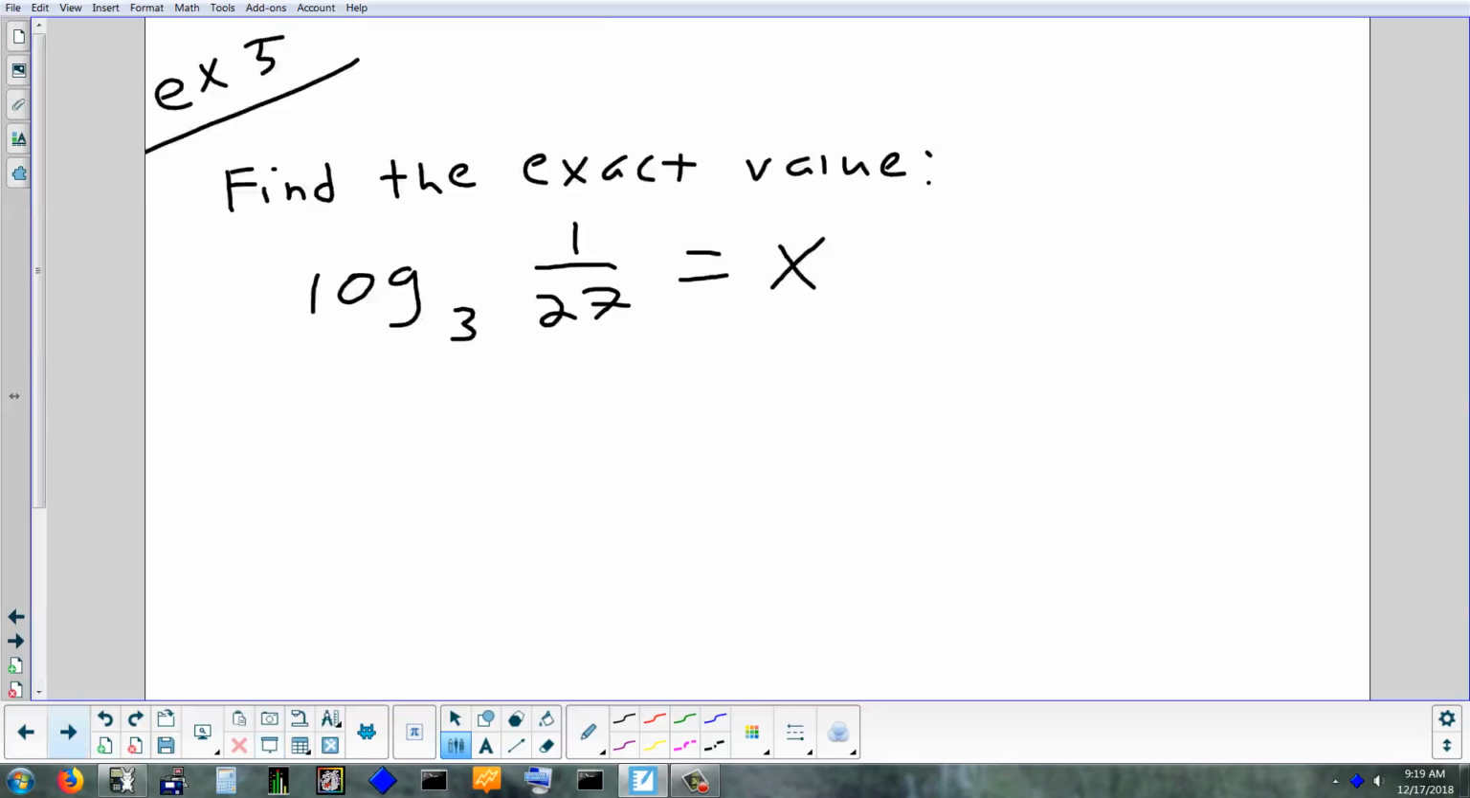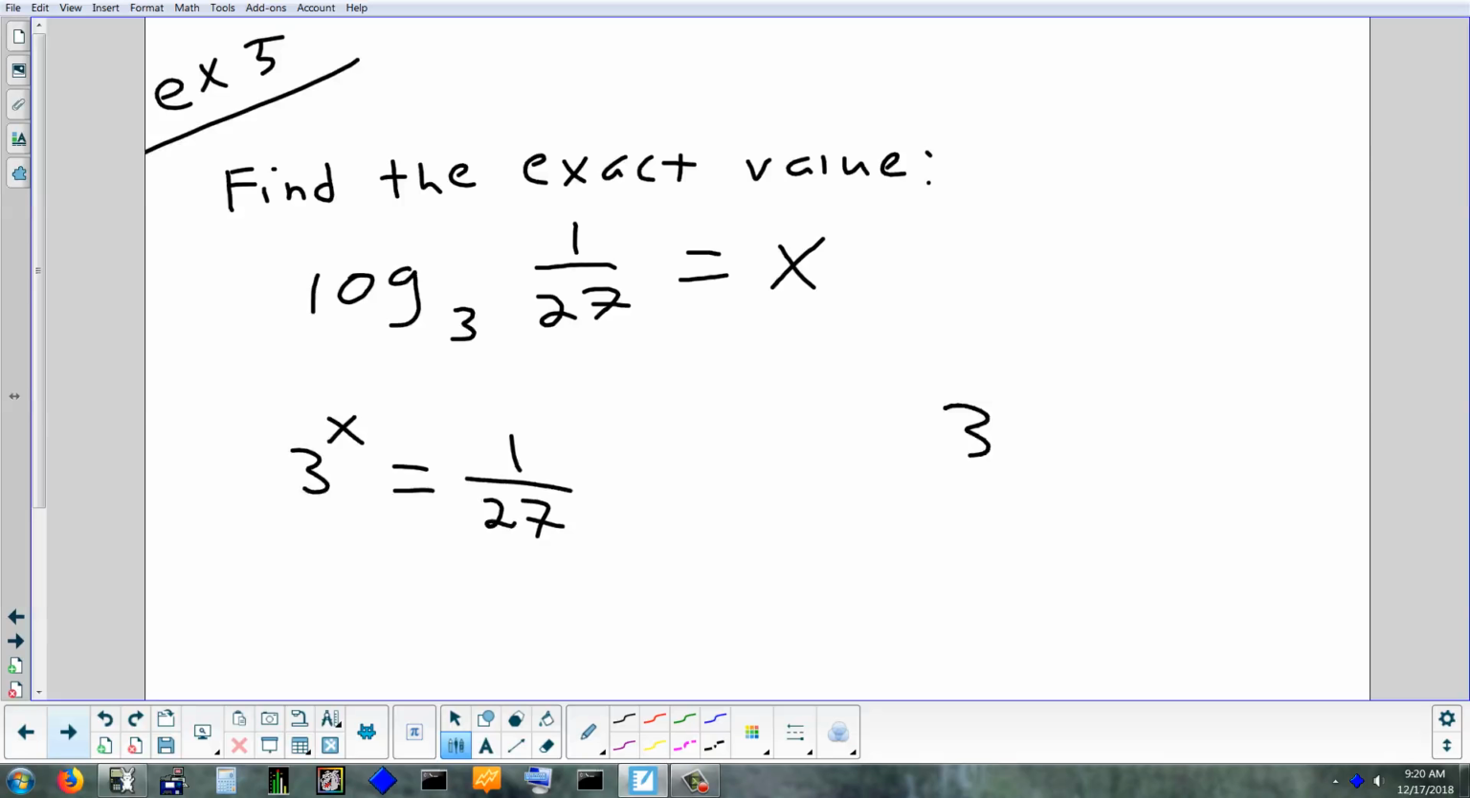Let's try this one. Let's change it to exponential first, and then we'll try to figure out what's going on. So Joe, can you change that one to exponential for me? 3 to the x power equals 1 over 27. Yes. Now, if you're stuck with that, you're thinking, wait, 3 to a power has to give me a fraction.